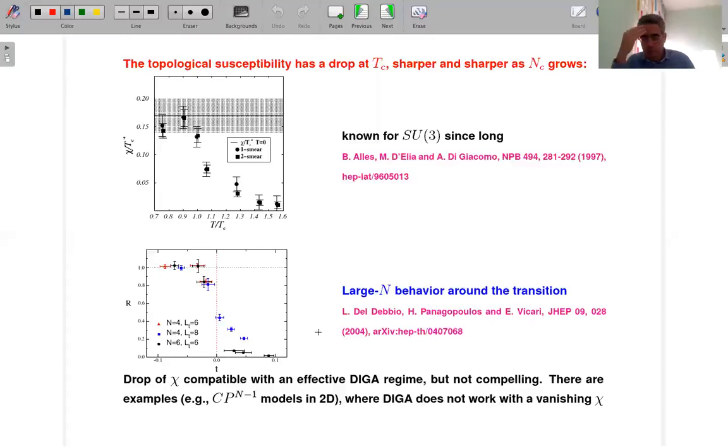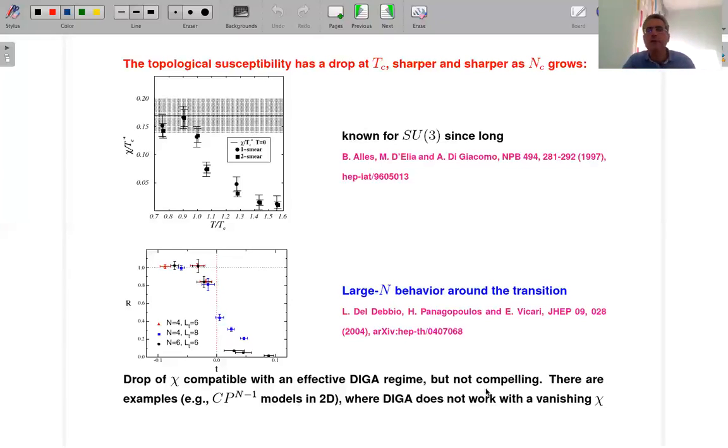Okay, so a topological susceptibility which goes to 0 is compatible with a dilute instanton gas approximation regime. After all, that means that the topological fluctuations are very rare, and so that could mean that you have a sort of description in terms of instantons which are very dilute and non-interacting among themselves. But this is not completely compelling. This is a strong indication that as you cross the confinement transition, you switch from a regime where the large-N scaling proposed by Witten is working to a regime where the dilute instanton gas approximation is working right after the confinement transition.